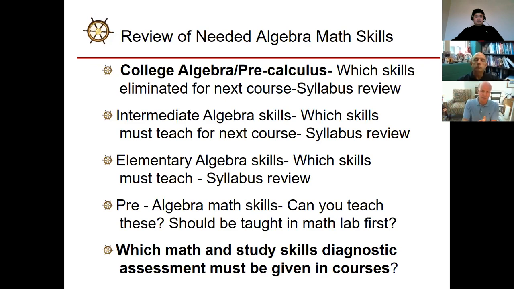What can you knock out? Of course, everything's important. But what we can't do is teach information in intermediate algebra that's not needed for college. Again, we're making space. What kind of space can we make? Then elementary algebra skills, what's needed there? Which skills must we teach that are necessary for the intermediate, that are necessary for the college?